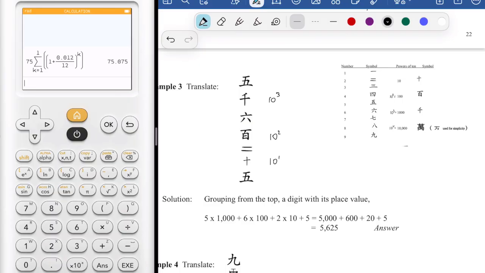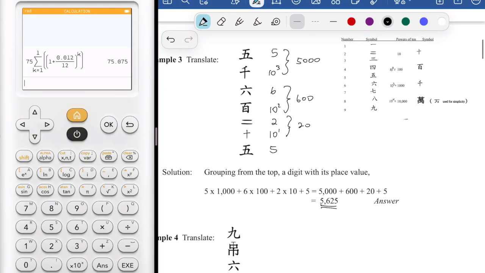All right, so I got a 5 here. I got a 6. I got a 2. And I got another 5. All right, so these two together give me 5,000. These two together get me 600. 20, and then the 5. So 5,625. All right.